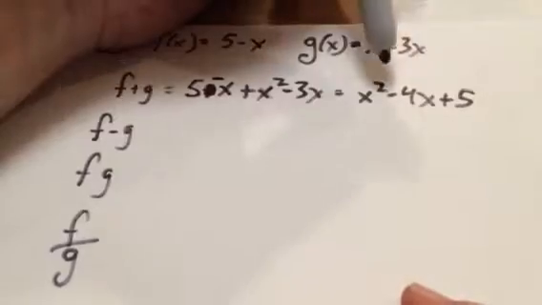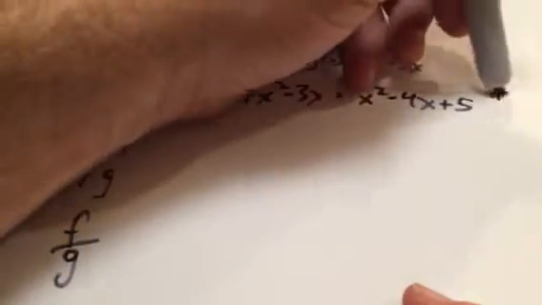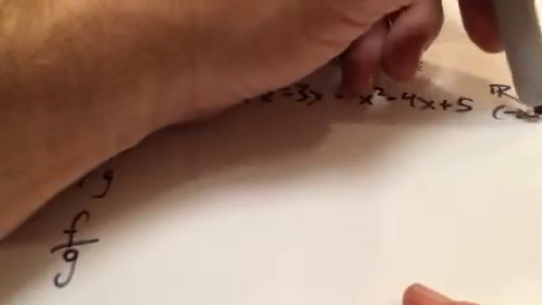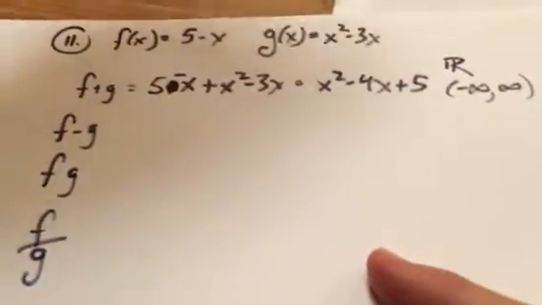And notice for domain, I'm not dividing by anything, I'm not square rooting anything, so it's any real number. I think your book might write negative infinity to infinity. Write that set notation, it means the same thing.